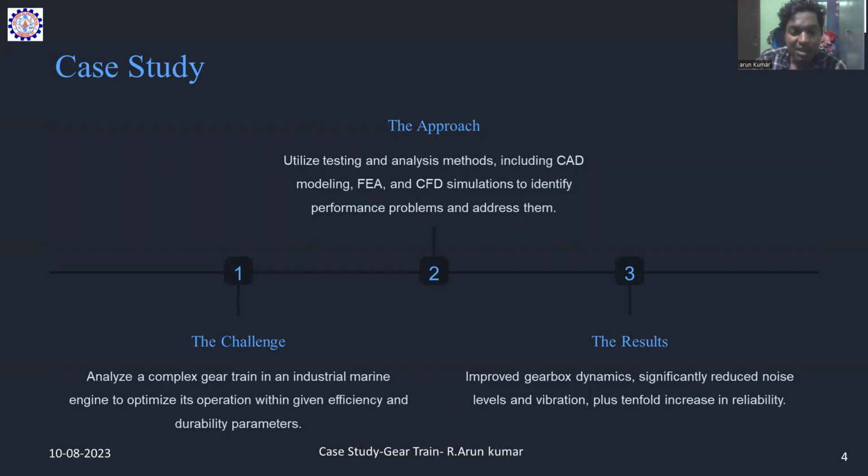For the challenge, we analyze a complex gear train in an industrial marine engine to optimize its operation within given efficiency and durability parameters. The second one is the approach, using testing and analysis methods with CAD, FE, and CFD simulations to identify performance problems and address them. As a result, they improved the gearbox dynamics, significantly reducing noise and vibrations, plus a tenfold increase in reliability.